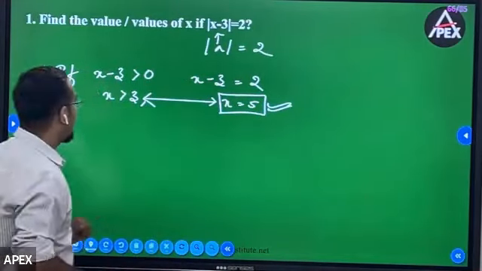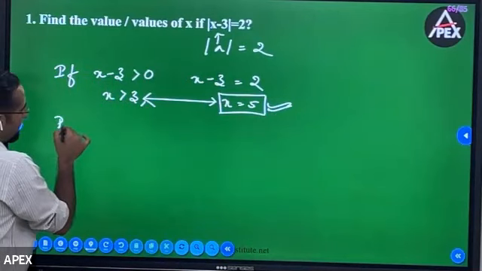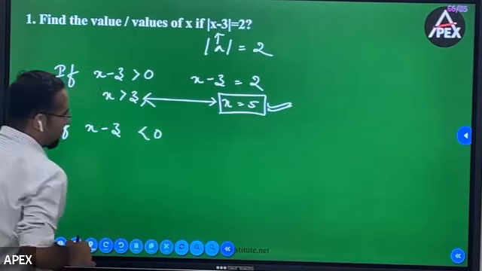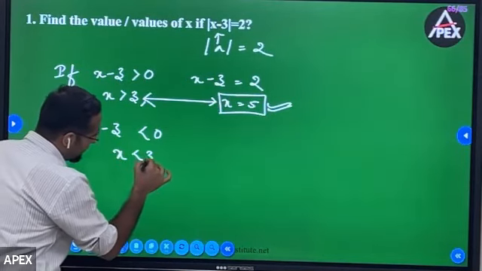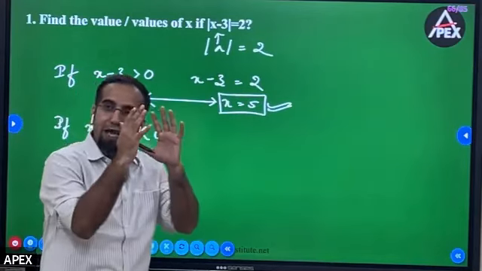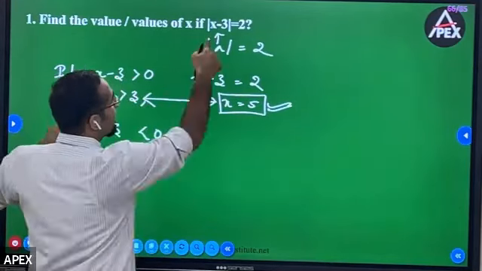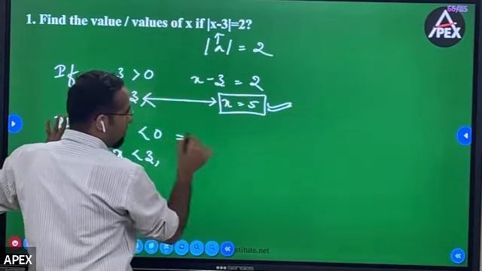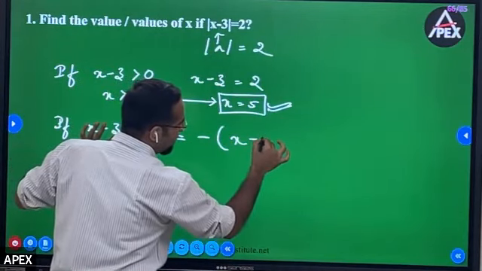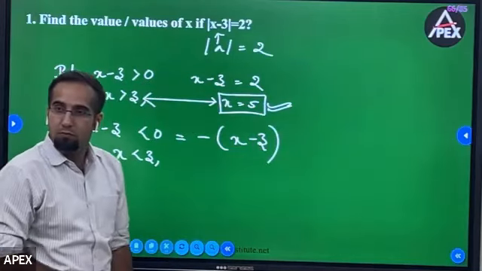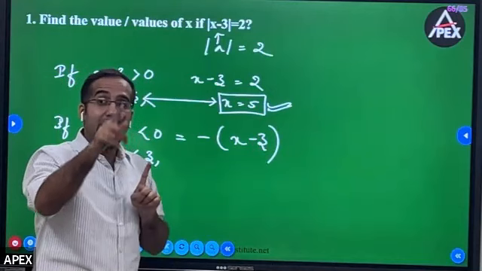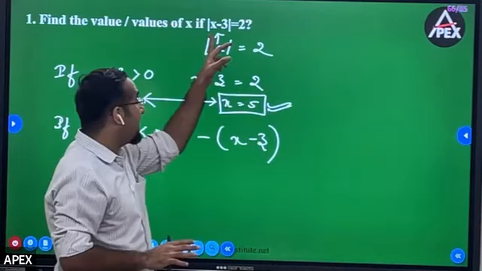Clear? Understand mathematically again. If x minus 3 is less than 0, which means if x is less than 3, then what happens? Mod a will be minus a. So what is a here? Now it is x minus 3. So mod a will be minus of a. I'm going very slow. Mod a is minus a if a is less than 0. So what is a? x minus 3.